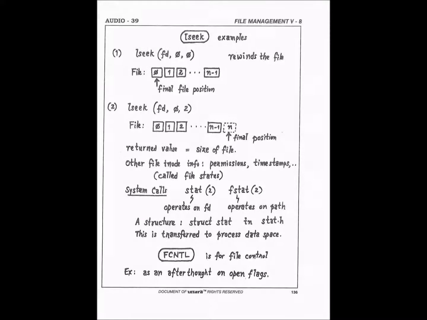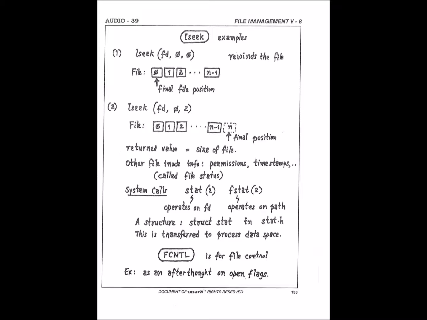So let us just look at a couple of examples. One I can think of immediately is, let's say, lseek of fd, 0, 0. What is that going to do? I'm saying please seek 0 bytes starting from the beginning of the file, which means the file position is going to land up here. So this is example 1, and this is the eventual position of example 1.